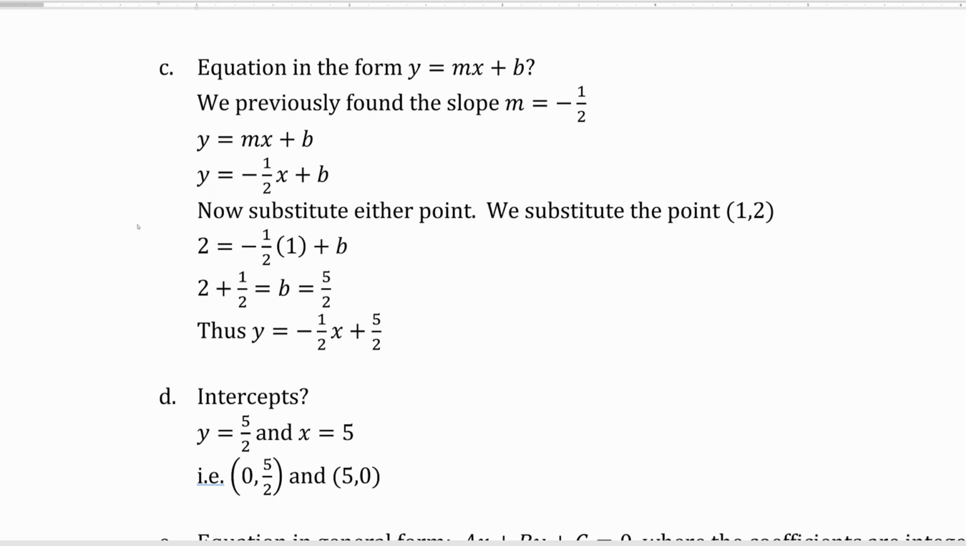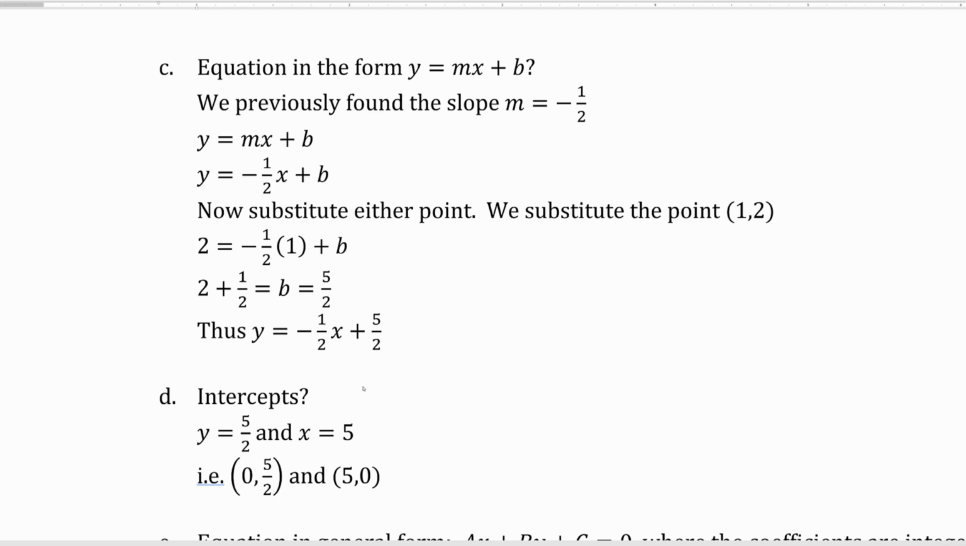The rest is algebra. Negative 1/2 times 1 is negative 1/2 itself. We throw it over, and it becomes positive. 2 plus 1/2 is 5 over 2, which is our b value. Thus, y equals negative 1/2 x plus 5 over 2.